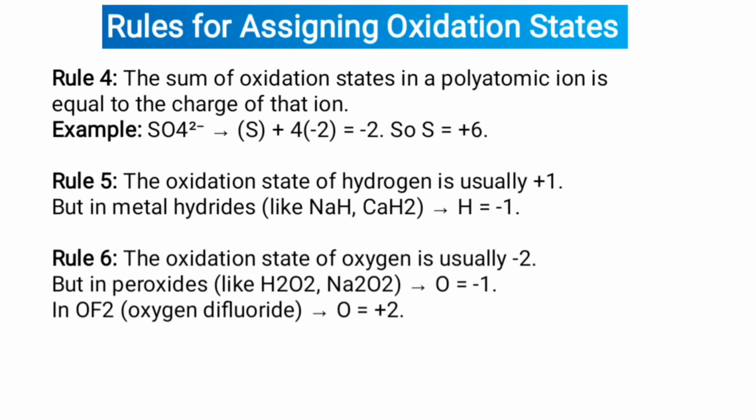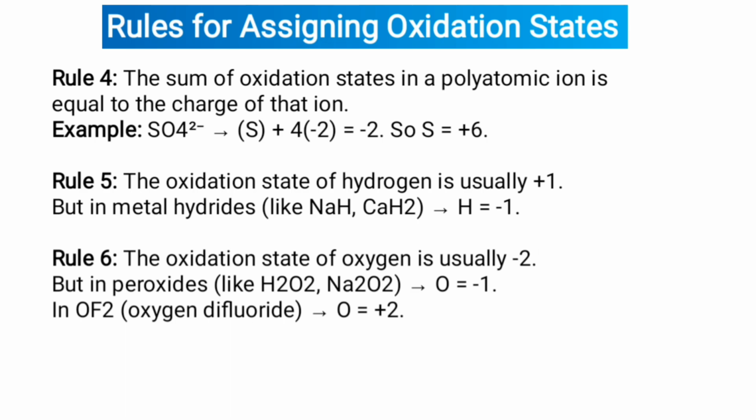Now the fourth rule is the sum of oxidation states in a polyatomic ion is equal to the charge of that ion. Example, in SO4 2-, sulfur plus 4 oxygens, with oxidation state -2 each, is equal to -2. So sulfur is equal to +6.